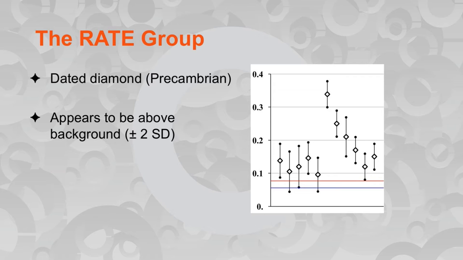The RATE group also dated diamonds. Their first ones are, you know, the two standard deviation confidence limits for two or three, depending on which one of those levels you pick, overlap with the background. And this time, the background was not subtracted out by the lab. And so maybe there's some carbon-14 in that diamond, maybe not. But they did five more or six more diamonds, and that group were all above background. Diamonds are supposed to be Precambrian. That's 1.5 billion or whatever years. They should have no carbon-14.